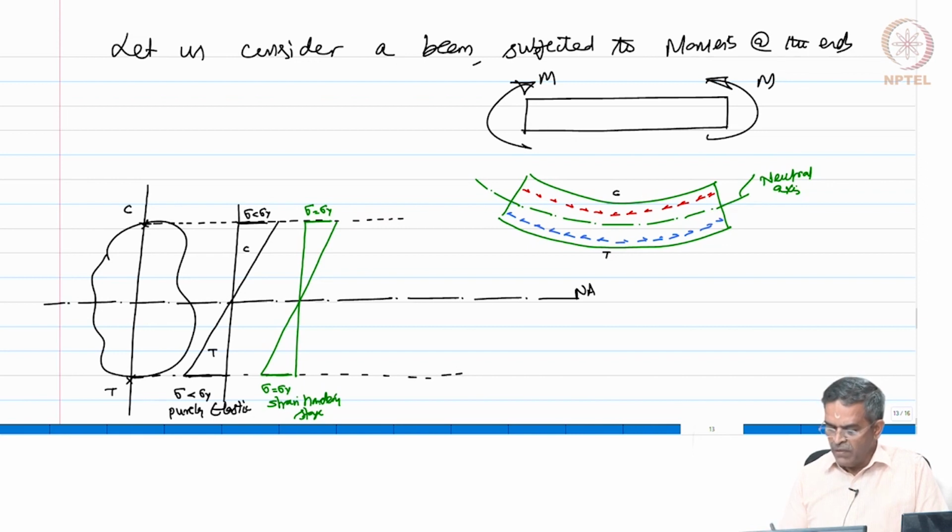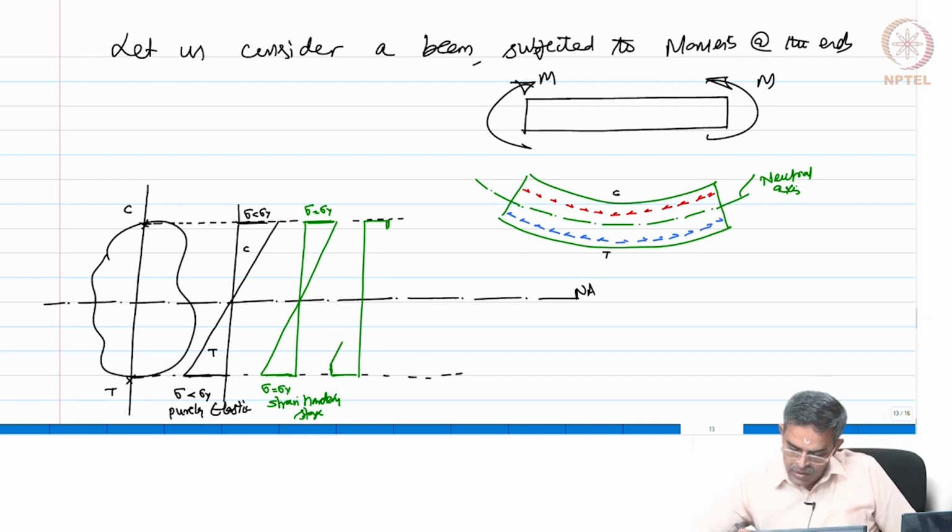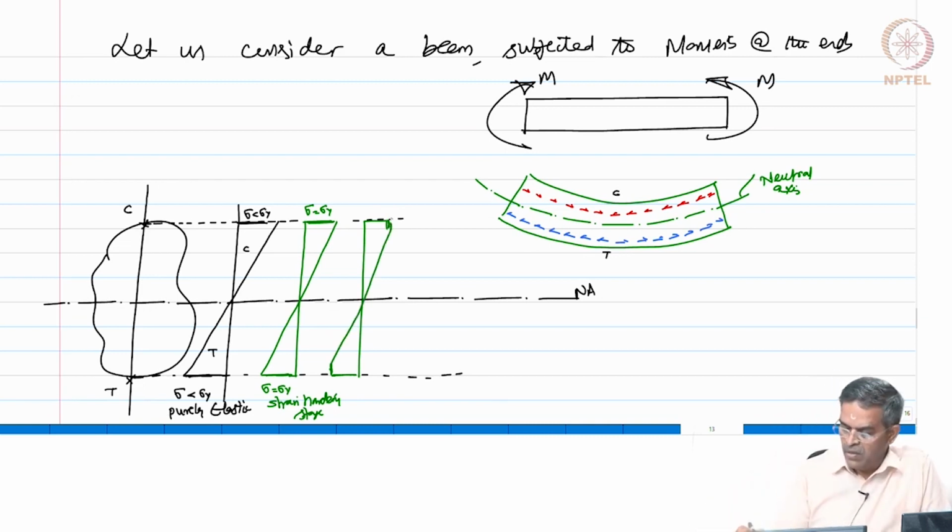Now, as I said, independent fibers can elongate or contract with the full freedom available. So, what happens is, apart from this extreme fiber becoming sigma y, we will have additional fibers also becoming sigma y. So, in the stress distribution curve, there is a small region in tension and compression which has become sigma y.